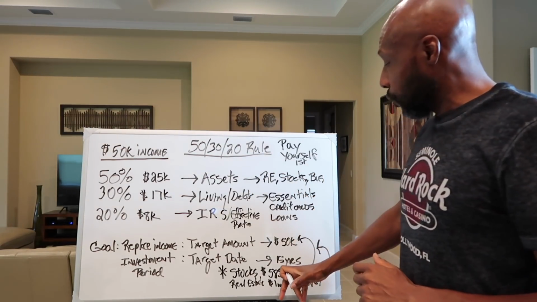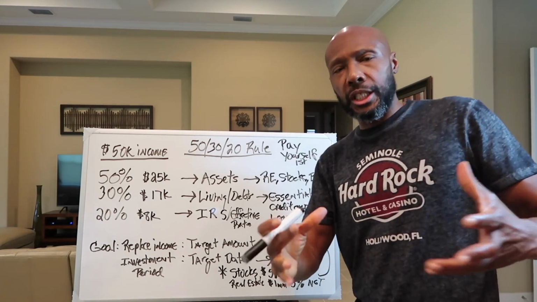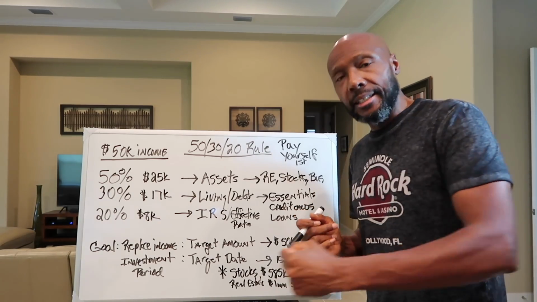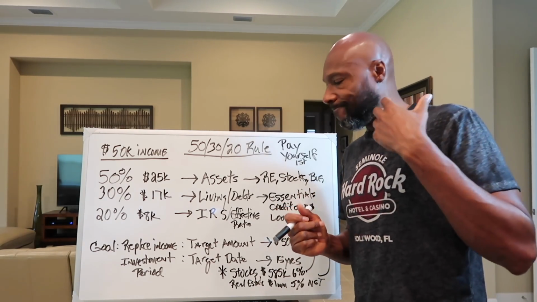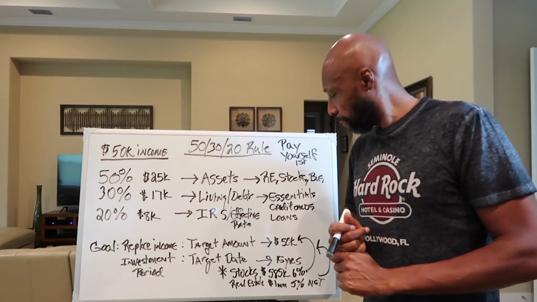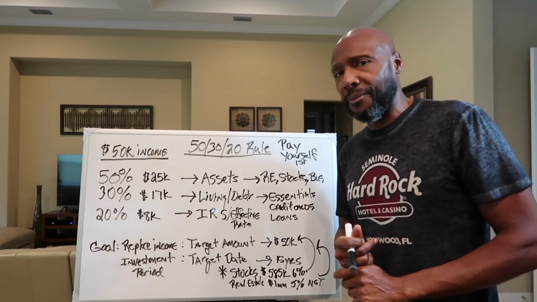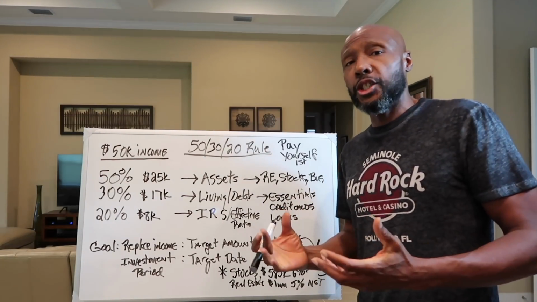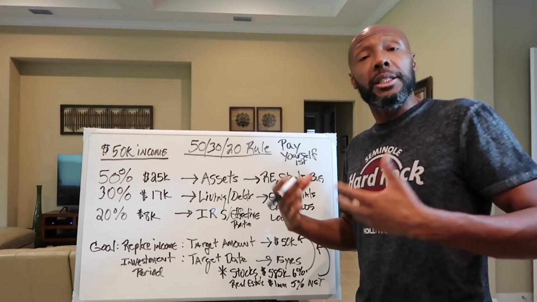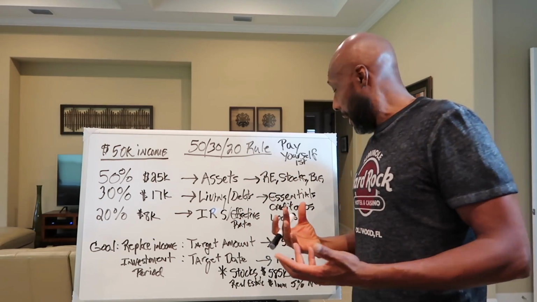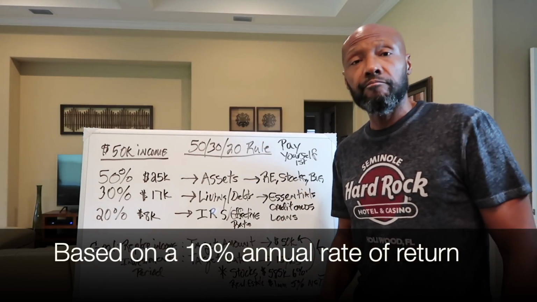In 15 years, we'll have $585,000 in our brokerage account from consistently investing $25,000 a year for the next 15 years. Now, if you take that $585,000 and you decide you want to start taking income from it, guess what? You can take income from it and expect to receive about $50,000 a year in income.